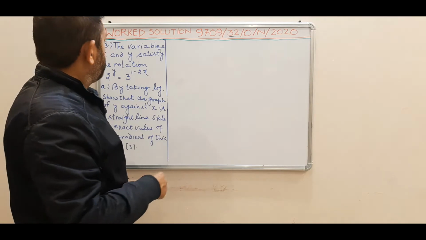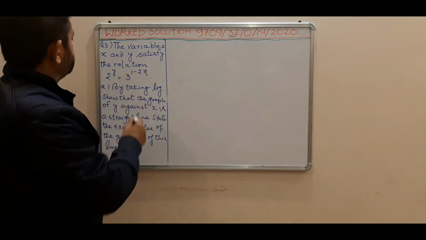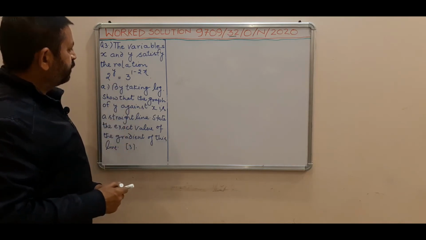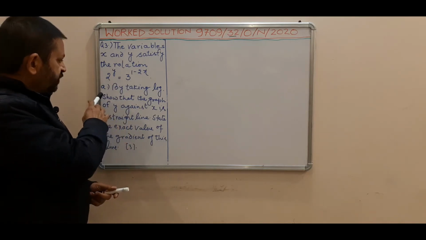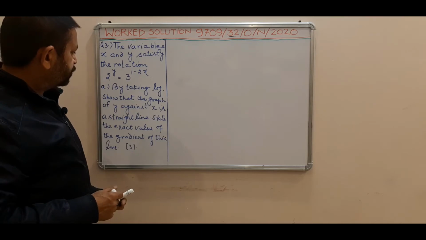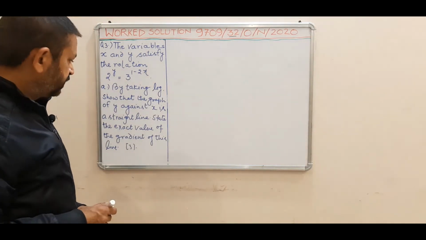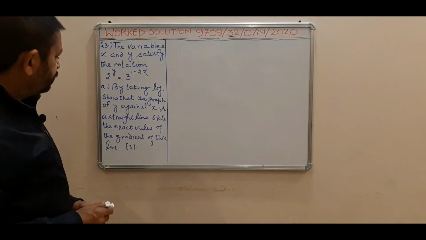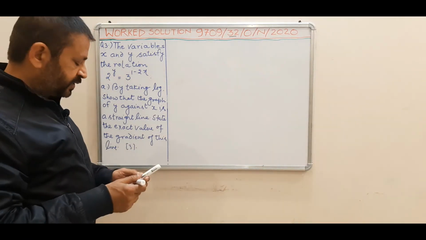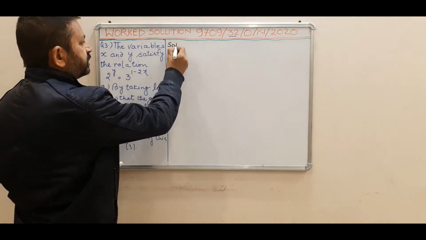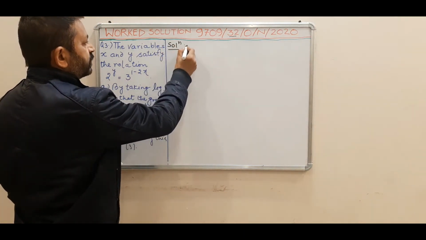Question number 3. The variables x and y satisfy the relation 2^y = 3^(1 - 2x). First part is, by taking log, show that the graph of y against x is a straight line. State the exact value of the gradient of this line. This question carries 3 marks. So let us see how to solve it.